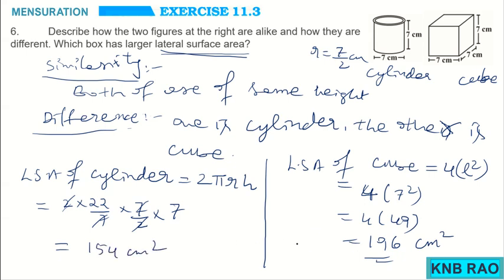Now you compare. So amongst them, which box has larger LSA? You can now conclude. Therefore, the cube box has larger area, or larger LSA. This is how you can conclude, because 196 is more.